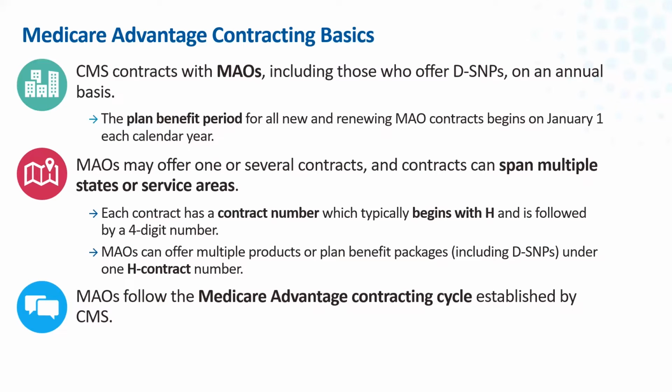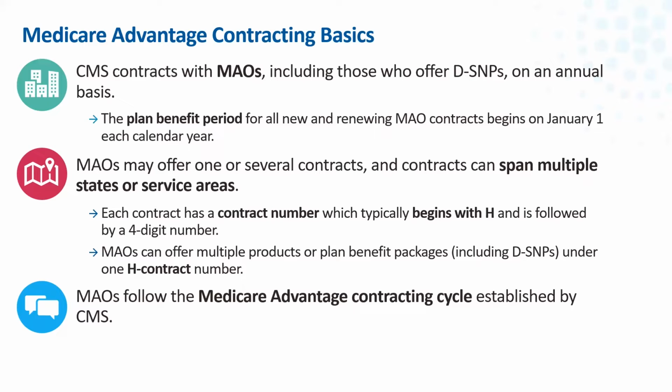As we shift to learning about Medicare Advantage contracting, taking a moment to review a few key components and terminology discussed in this module can be helpful. CMS contracts with Medicare Advantage organizations, including those that offer DSNPs, on an annual basis. The plan benefit period for all new and renewing Medicare Advantage contracts begins on January 1st each year. Medicare Advantage organizations may offer one or several contracts, and contracts can span multiple states or service areas. Each contract has a contract number, which typically begins with H and is followed by a 4-digit number. Medicare Advantage organizations can offer multiple products or plan benefit packages, including DSNPs, under one H contract number.